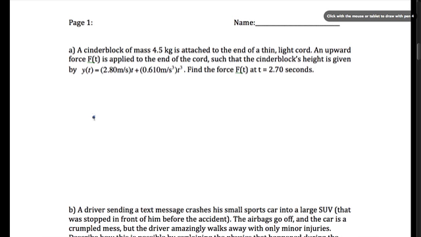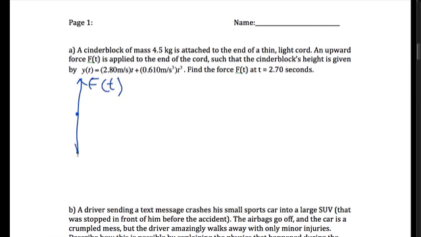So here's the problem that has to do with the cinder block, which is attached to the end of a thin light cord, and it has an upward force applied to the end of the cord. And that F of t indicates that this force is a function of time. So if there's your cinder block, here is F of t. Force is a function of time. And you still have, of course, the weight. A lot of people forgot that, and I was actually very merciful on that, because the important part of this problem was to take this function right here, and from that find the acceleration.